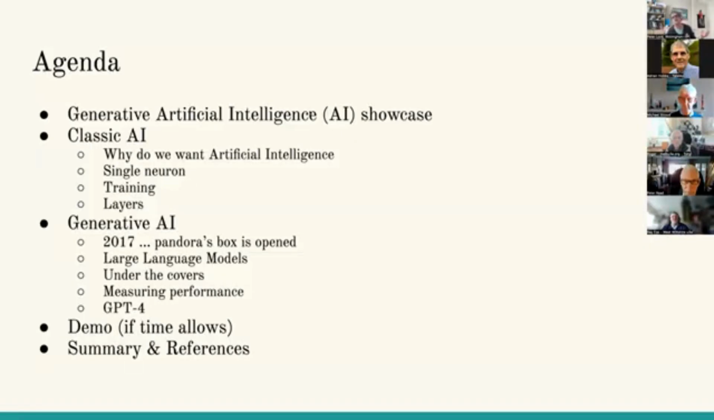I'm going to kick off with what I've called a showcase, which is a look at what generative AI looks like if you're a user. Now, once we've had a little look at what it looks like, we're going to roll back the years, really going back to the 1950s or so, and have a look at the early days of artificial intelligence and how that, what we tend to call now classical AI, works.